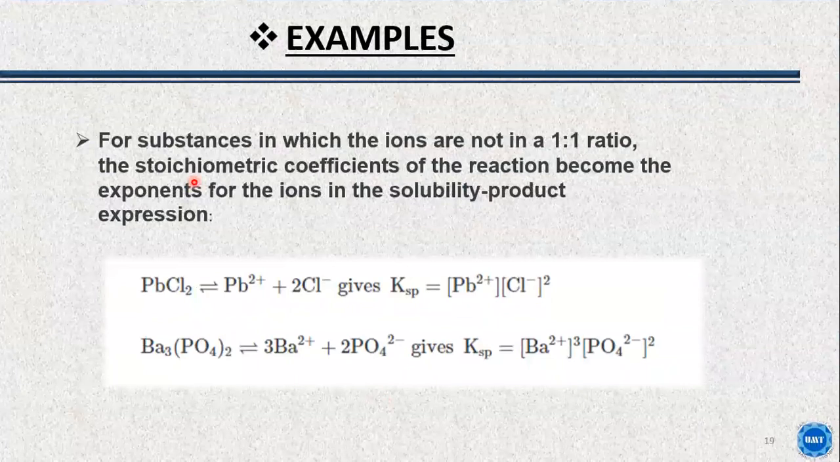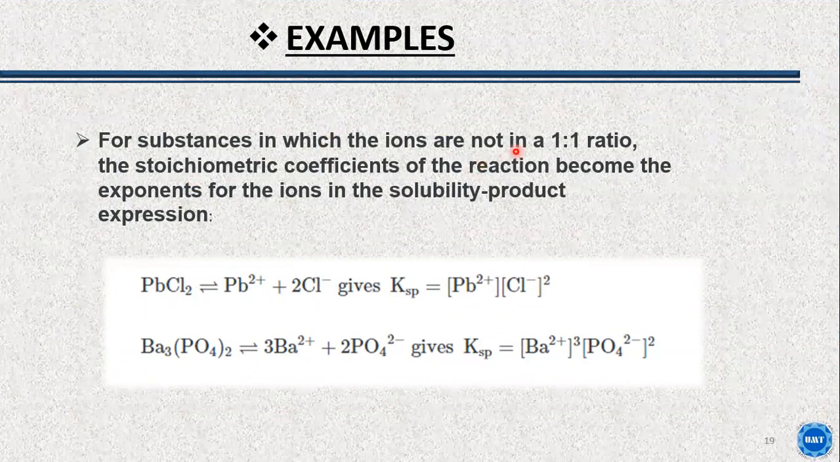The examples are for substances in which the cation and anion are not in a 1:1 ratio. The stoichiometric coefficient of the reaction becomes the exponent for the ion in the solubility product expression. This is lead chloride, and the Ksp equation of lead chloride is as follows. This is barium phosphate, and the Ksp will be like this.